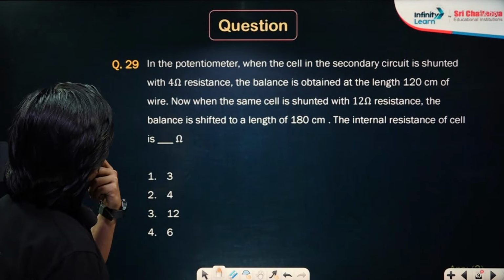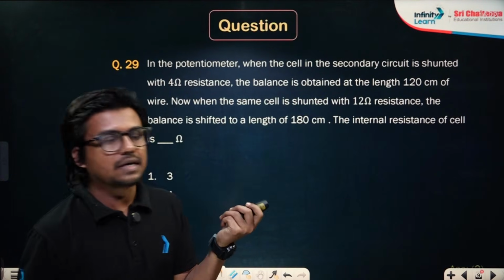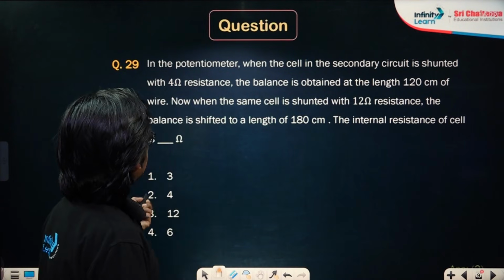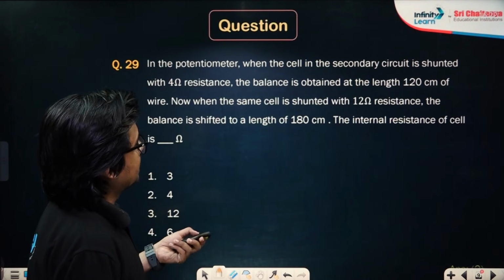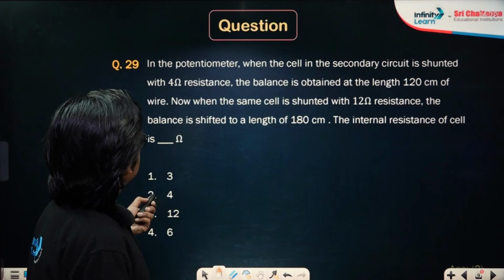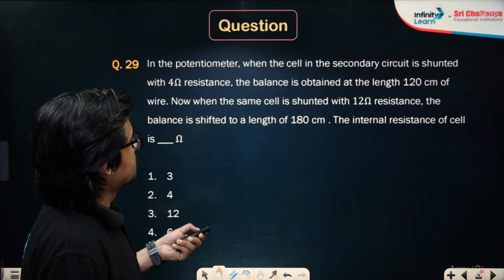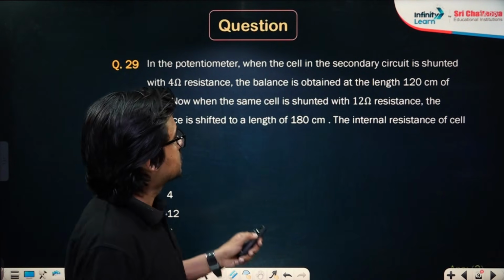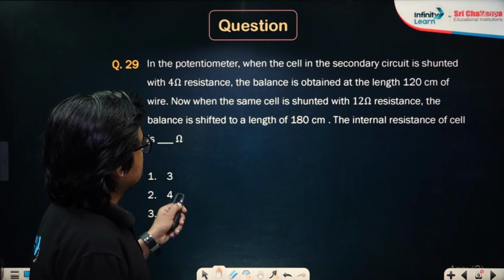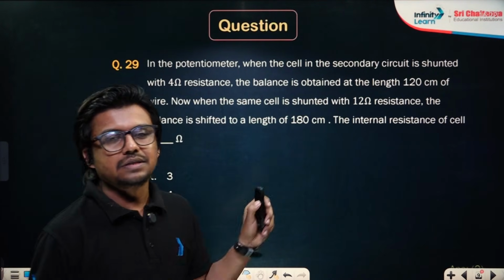Now see this question. In the potentiometer, when the cell of the secondary circuit is shunted with a 4 ohm resistance, the balance is obtained at a length of 120 centimeter of wire. Now when the same cell is shunted with a 12 ohm resistance, the balance is shifted to a length of 180 centimeter. The internal resistance of the cell is?